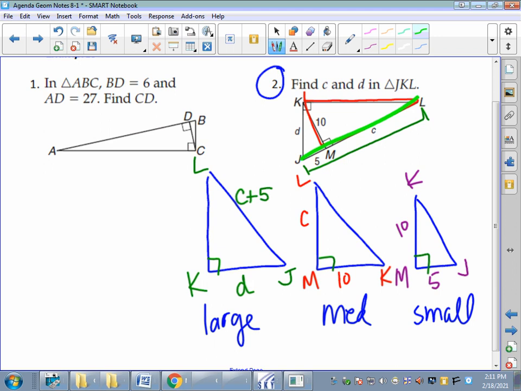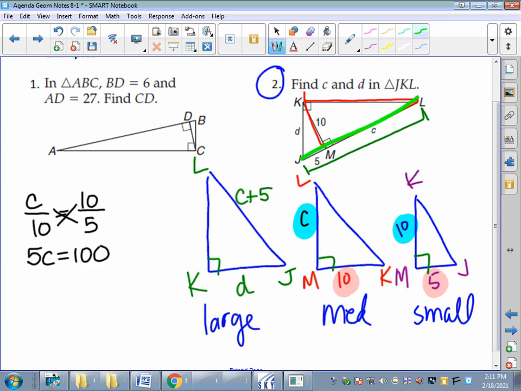All right, what do you want to start with, C or D? When I look at the C's, the C plus 5 is tough, but this C right here should correspond, doesn't it, with the 10 on the smaller? And then I've also got this pair of 10 and 5. So that seems helpful. So I could set myself up a C over 10. So my corresponding size equals 10 over 5. Cross multiply that. 5C equals 100. Divide, so C equals 20. The hardest part was writing out the whole thing, wasn't it?